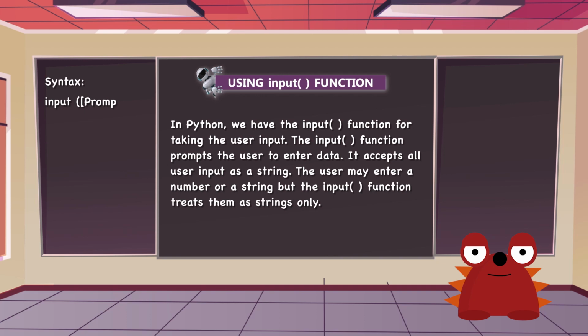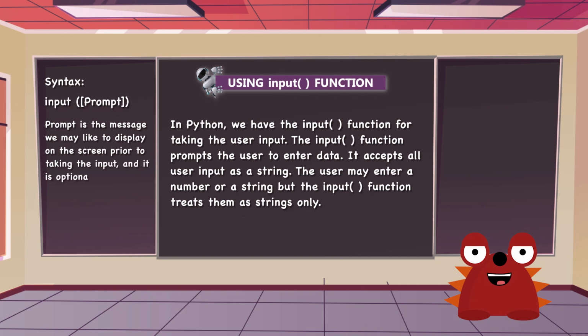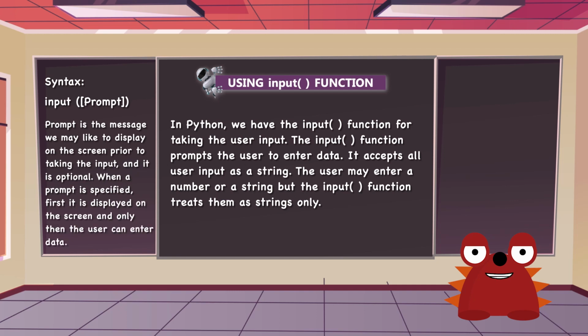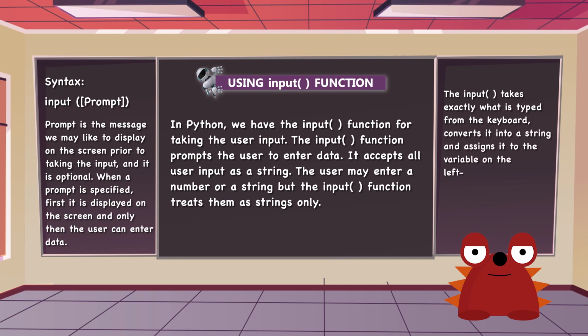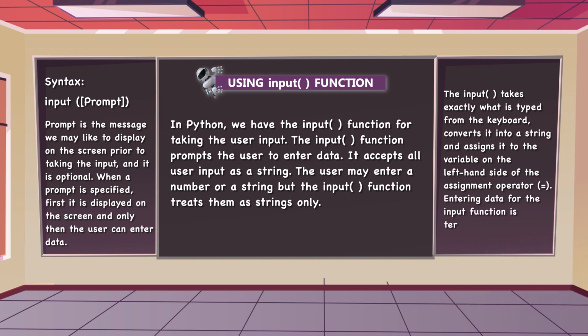Here is its syntax. Prompt is the message we may like to display on the screen prior to taking the input, and it is optional. When a prompt is specified, first it is displayed on the screen and only then the user can enter data. The input takes exactly what is typed from the keyboard, converts it into a string and assigns it to the variable on the left-hand side of the assignment operator. Entering data for the input function is terminated by pressing the enter key.